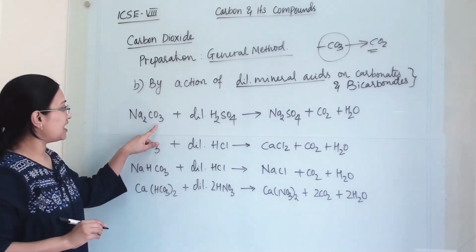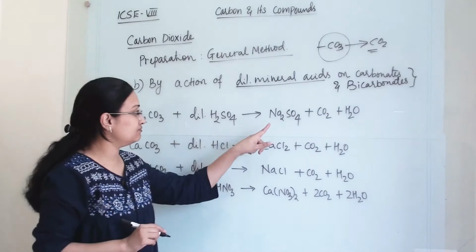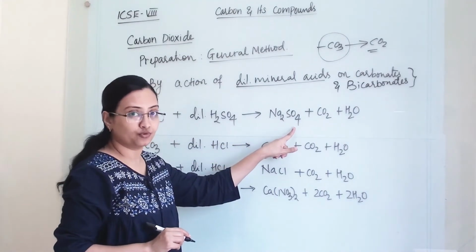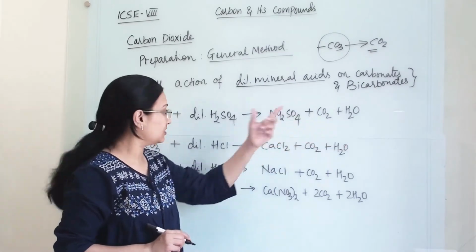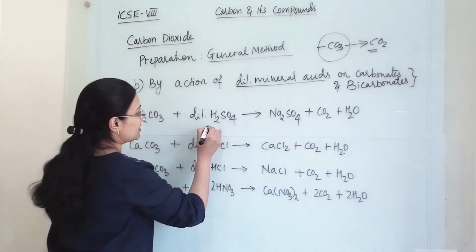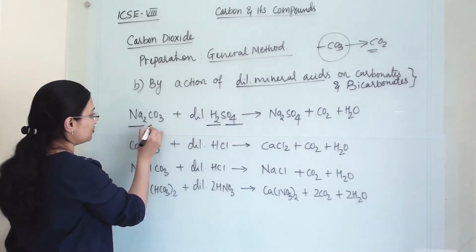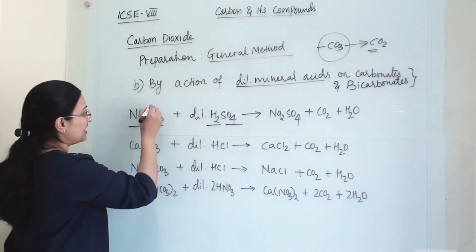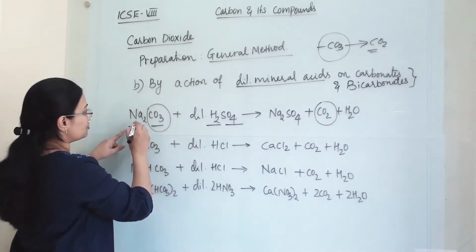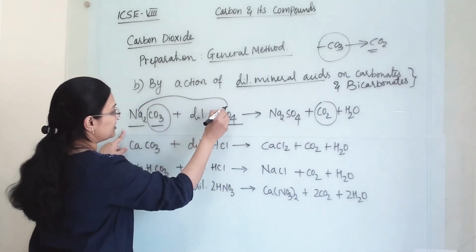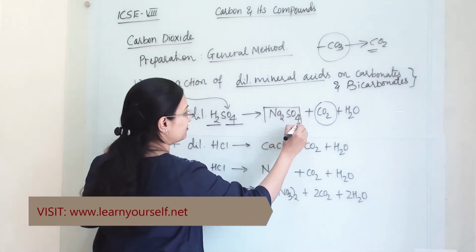When sodium carbonate is mixed with dilute sulfuric acid, we get Na2SO4, that is sodium sulfate, carbon dioxide and water. Here we need to understand that hydrogen and sulfate, two ions are there. In this, sodium and carbonate, two are there. Carbonate is of course going to make carbon dioxide. So this positive ion will react with this negative ion, so we get this salt from that.